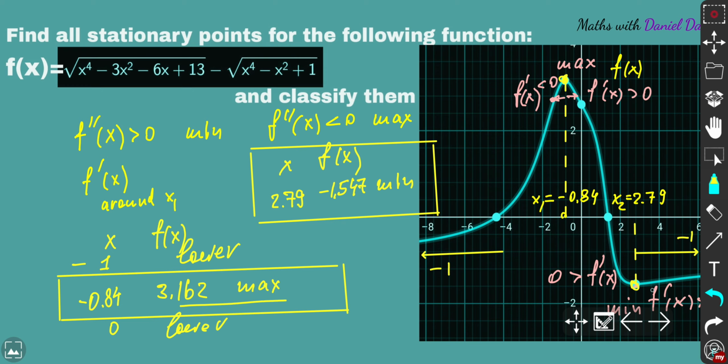It seems to me that it's a really hard question for A-level. But guys, now you have the tool for how to estimate, how to approach this problem. If you have no idea, or if you're not allowed to use your GDC, the way is what I showed you in this video.